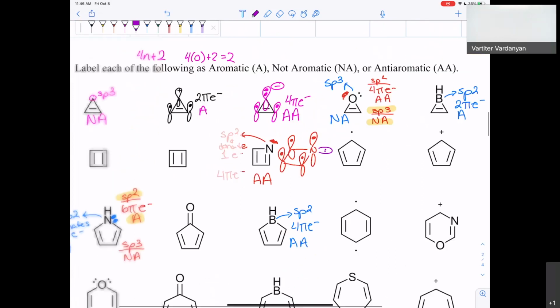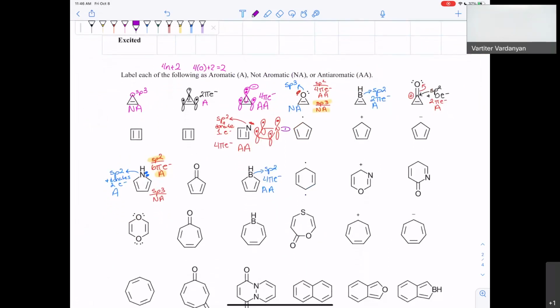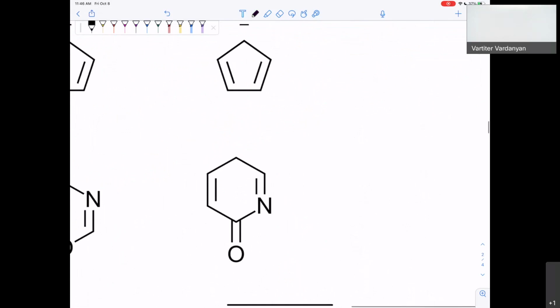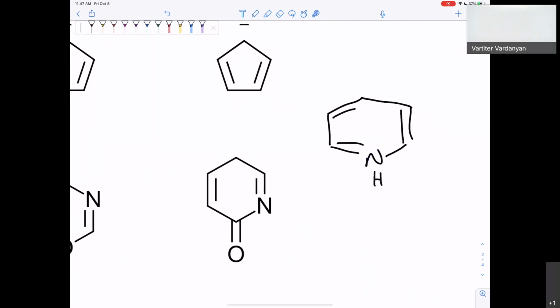And he'll give you one that I didn't include here for some reason. It looks just like benzene, except there's a nitrogen here. And again, since that is functionally exactly like a carbon, this guy is still going to be aromatic because there's 1, 2, 3, 4, 5, 6 pi electrons. Questions? Yes.